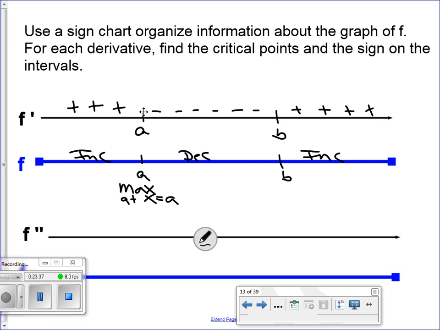What's happening? How about at B, where the first derivative changed sign from negative to positive? We have a min at x equals b. So this is the information that we can glean from our first derivative sign chart.